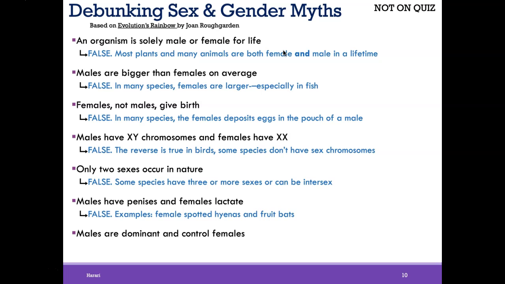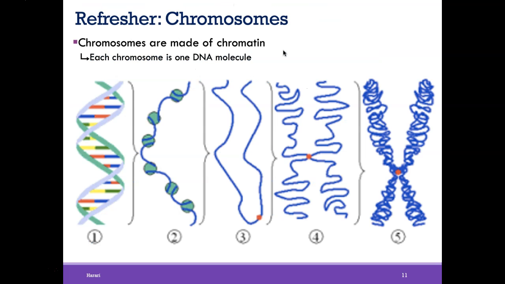And males are dominant and control females. That could not be farther from the truth. In fact, in many species, females control males and do not like the dominant males. So it's good to just get an orientation of reality as it is in the animal kingdom and not in our human societies. So back to biology.